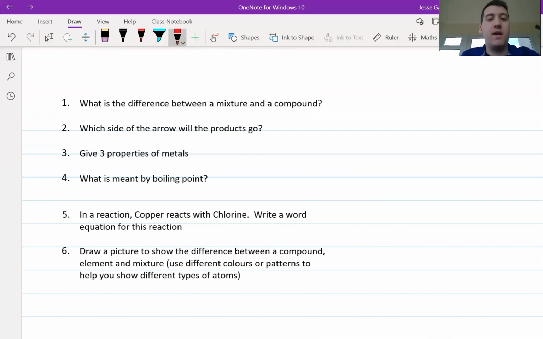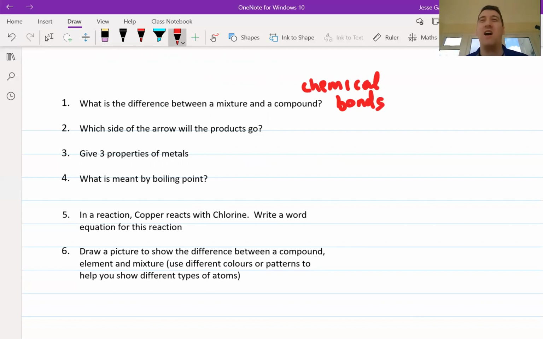What is the difference between a mixture and a compound? Right, I'm not going to write the whole answer. You should have a sentence, but you should definitely have mentioned chemical bonds. Chemical bonds is key in your answer. A compound is two or more substances and they've got chemical bonds between them. A mixture is two or more substances that do not have chemical bonds between them. So that's the key thing, is chemical bonds. Compounds, the different substances have chemical bonds, and mixtures, the different substances do not have chemical bonds between them.